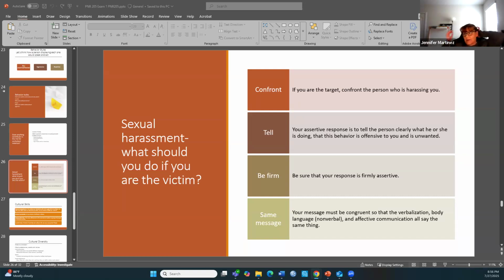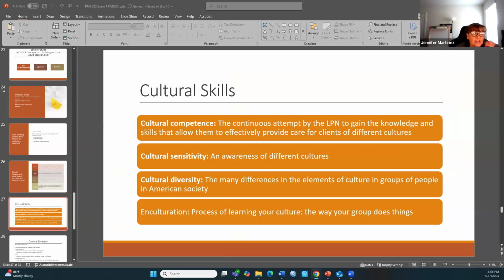Then document what happened. If it does not stop, then we report it. You do not let it go, because employers have the responsibility to correct unwanted behavior that they know about. So if an unwanted behavior doesn't cease, you report it to your supervisor, your HR, whoever it is. And then you keep going from there.